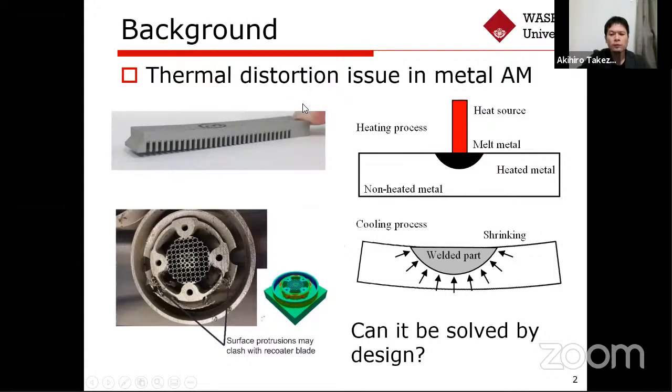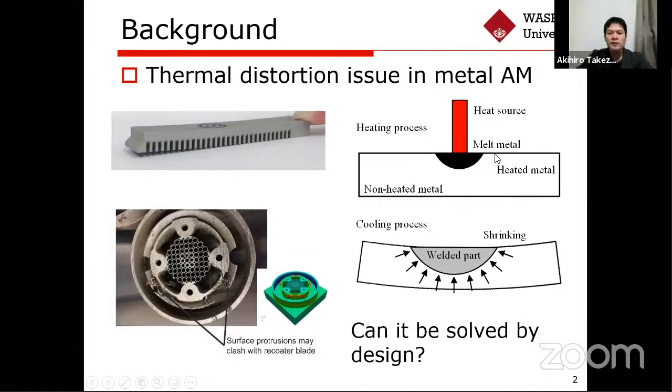So the background of my research is thermal distortion issue in metal additive manufacturing. I think you are all familiar with additive manufacturing technology, and you may know this issue. The part fabricated by metal additive manufacturing deforms seriously. So of course, we cannot expect original shape, and even this issue can damage the part and device. So this is very serious.